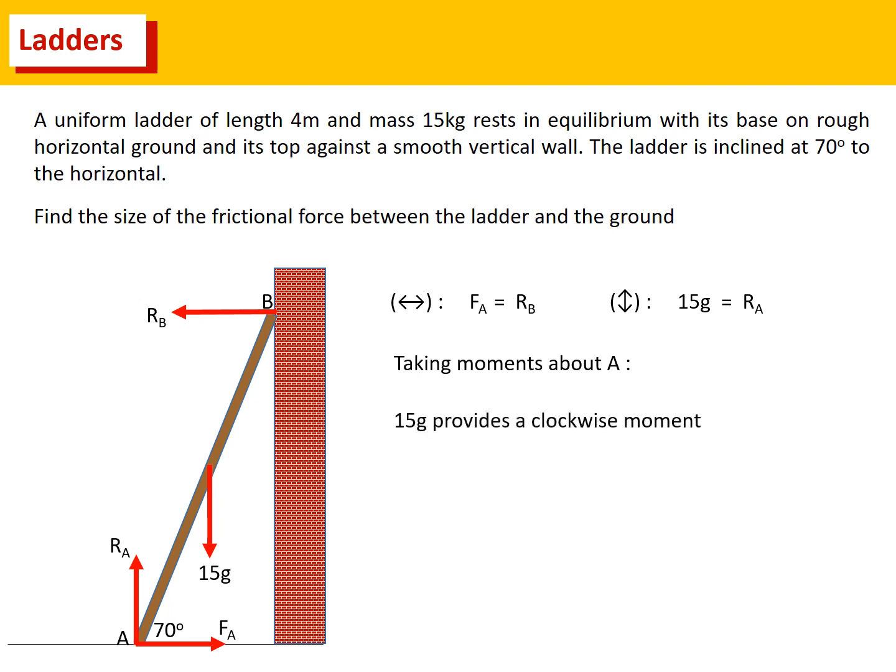Now, the 15g force provides a clockwise moment. If we pull downwards, we'd expect rotation clockwise about point A. And the reaction force at B will provide an anti-clockwise moment, and those two moments must cancel each other out.